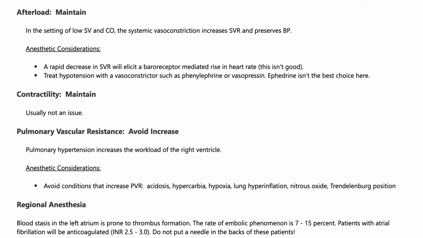You should avoid increases in pulmonary vascular resistance. Pulmonary hypertension increases the workload of the right ventricle. Avoid conditions that increase PVR, such as acidosis, hypercarbia, hypoxia, lung hyperinflation, nitrous oxide, and the Trendelenburg position.